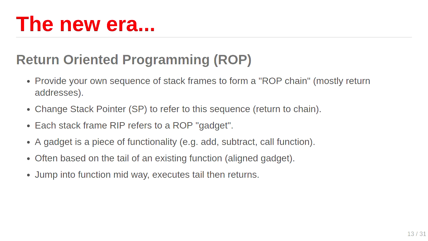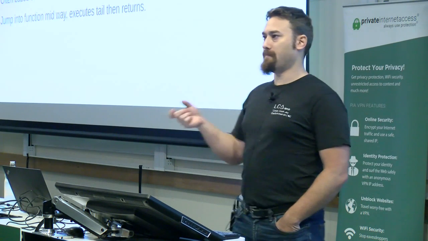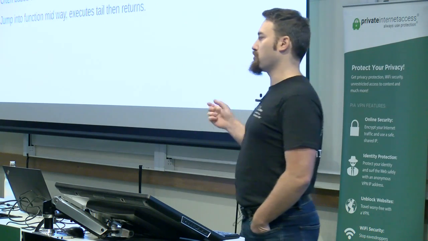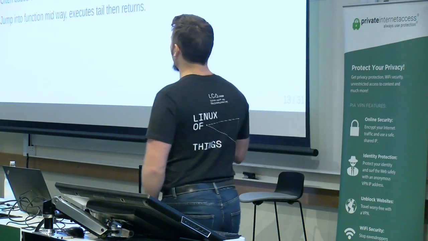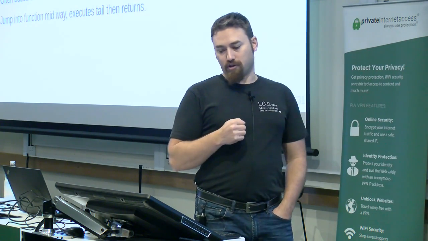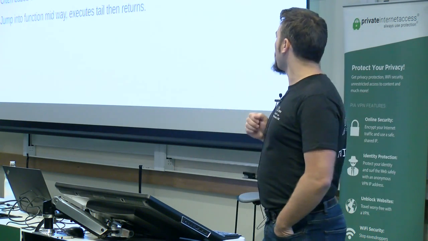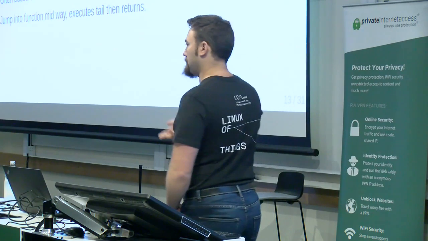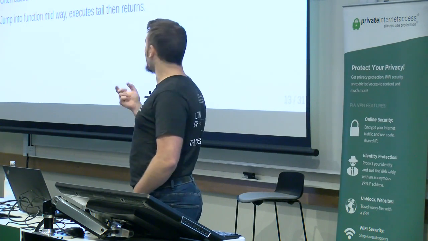In essence, a ROP chain is effectively addresses that point in memory that we want to return to and execute code from. We've probably got a little bit of data mixed in as well. And we do something to change the stack pointer to refer to this sequence. We return to the chain, and basically we pull an address off this chain and start execution.